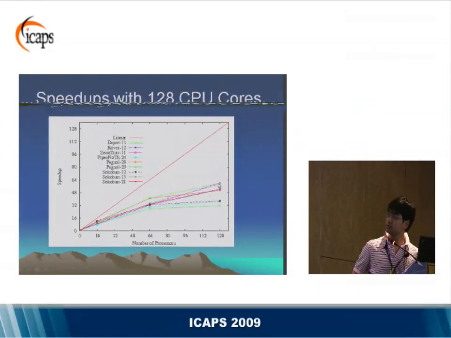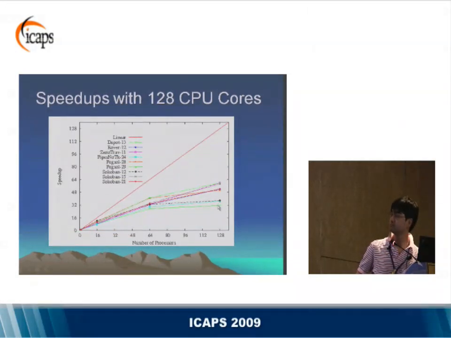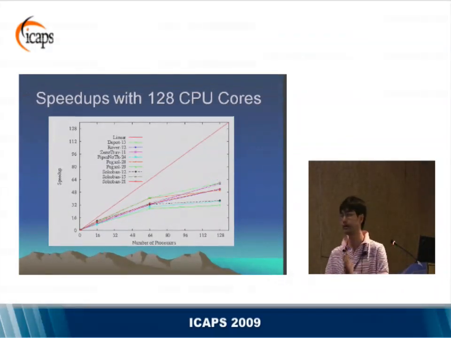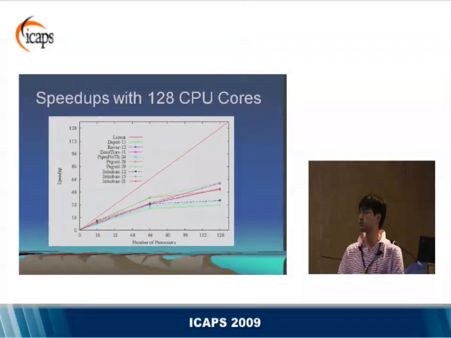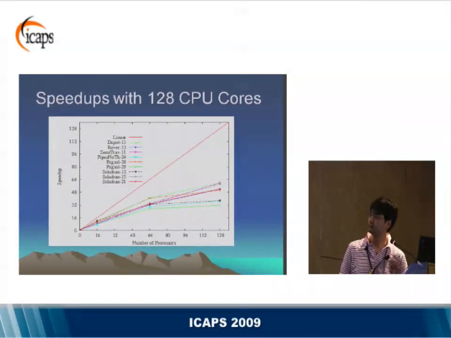And in the best case, the speedup was something like 64 with 128 processors, and the worst case was something like 30. And the fact is that these problems have become so easy for processors to solve already. And it becomes quite difficult for parallel search with over 100 processors to find good places to parallelize. As a result, the performance degrades.